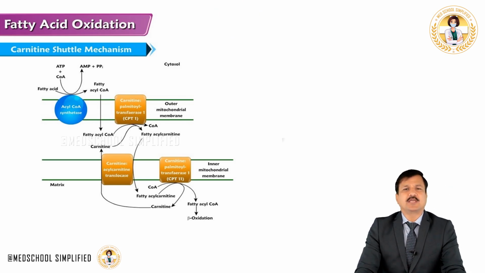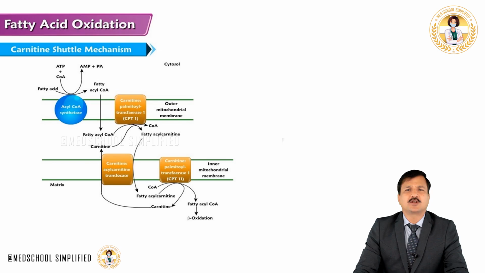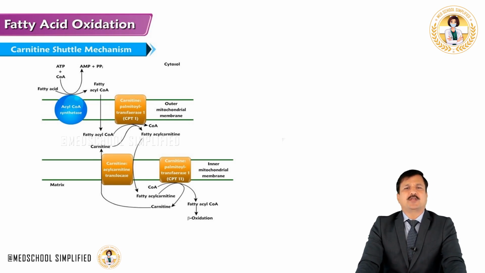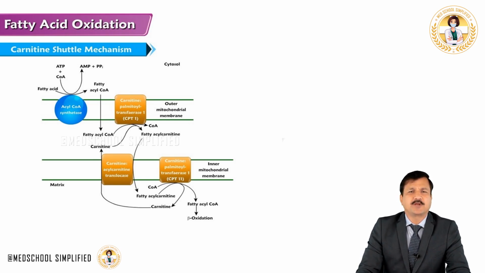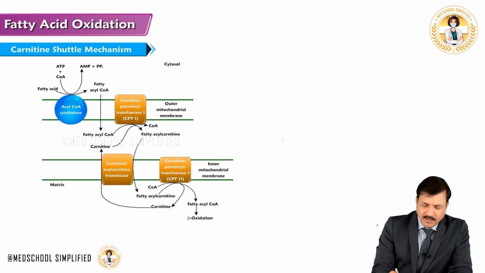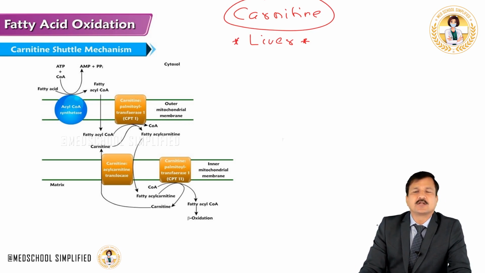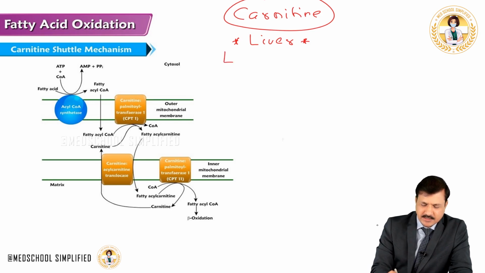Now let's move on to see the carnitine shuttle mechanism. Note that the carnitine shuttle mechanism is necessary for transport of long chain fatty acids through the inner mitochondrial membrane to go into the matrix of mitochondria for beta oxidation. Before I explain the carnitine shuttle mechanism, let me explain what carnitine is. Carnitine is synthesized in the liver. The liver is the major organ where carnitine is synthesized, and carnitine synthesis needs two essential amino acids: one is lysine and the other is methionine.